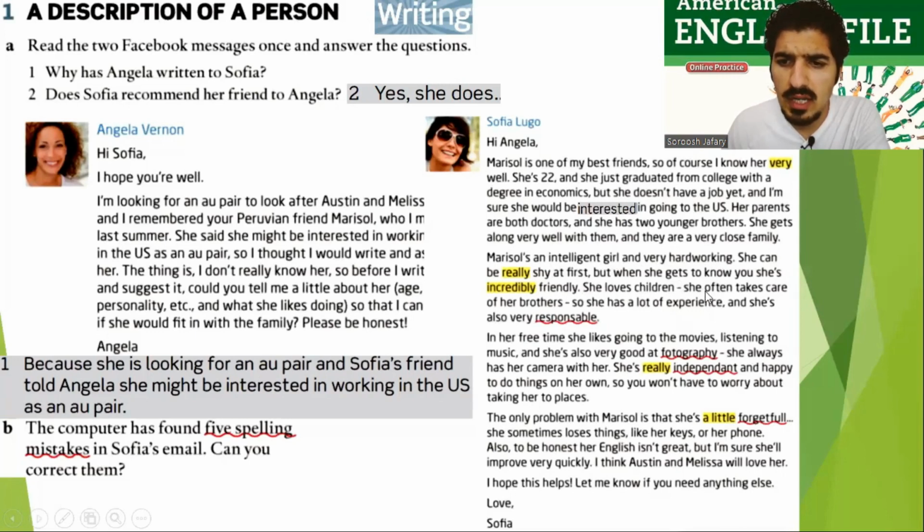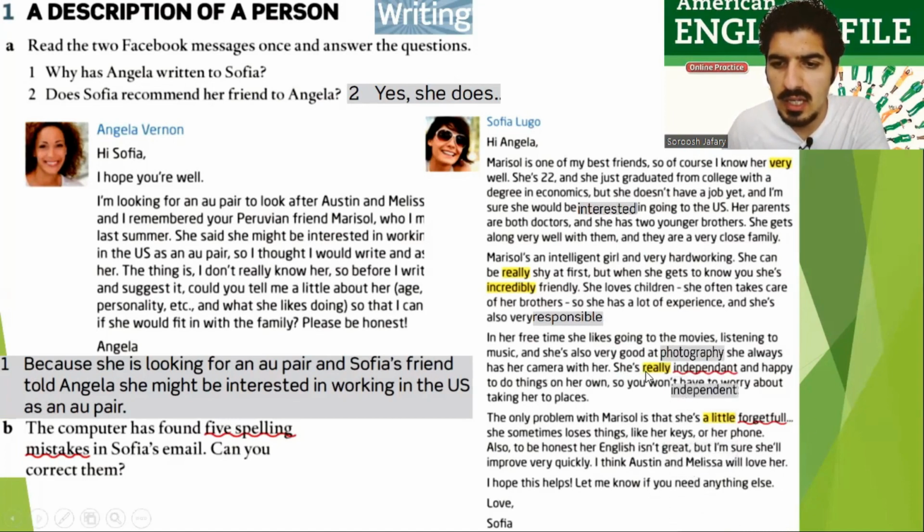She loves children and she often takes care of her brothers, so she has a lot of experience and she's also very responsible. All right, that's the next spelling mistake that we were expecting. In her free time, she likes going to the movies, listening to music, and she's also very good at photography. She always has her camera with her.